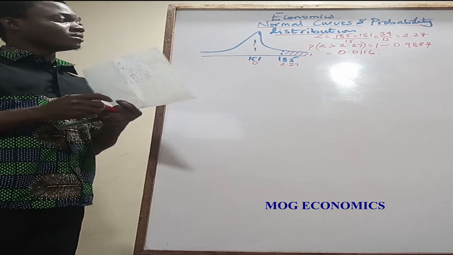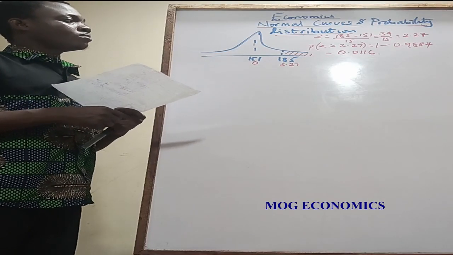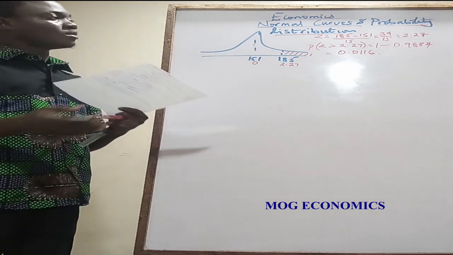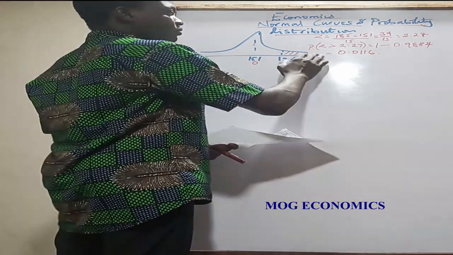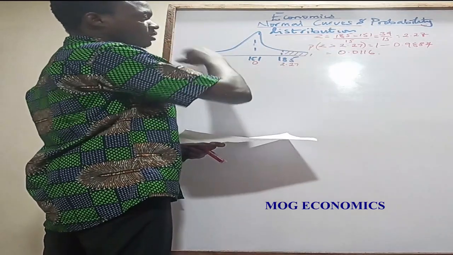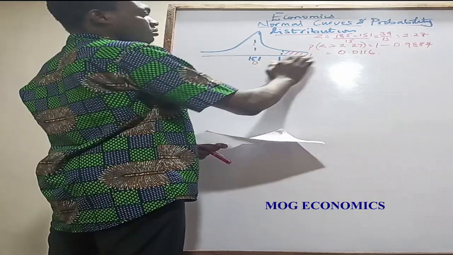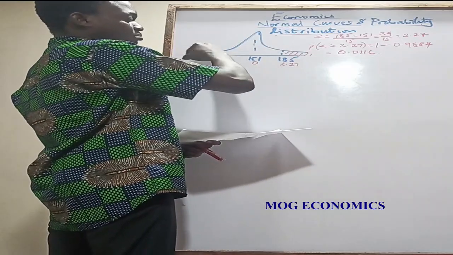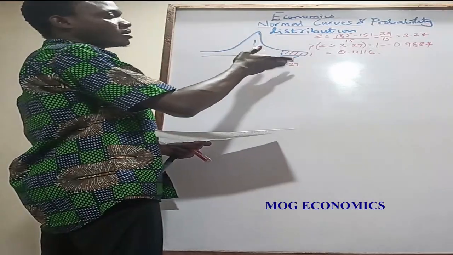What this is probably saying is that we have most of the people under 185 pounds actually, because 0.0116 is small. Look at the probability of having people that are either below or exactly 185 pounds.